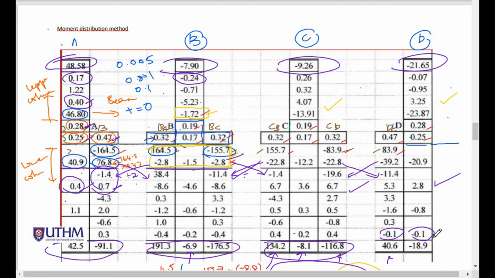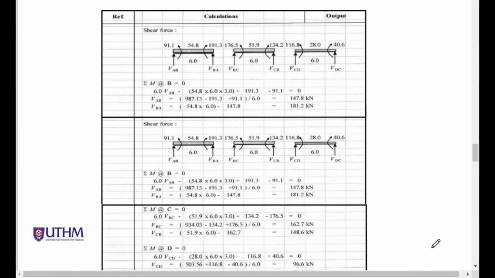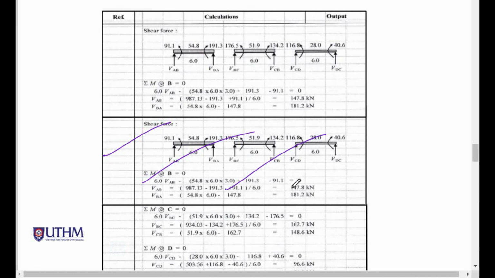Okay, so next is to determine the shear. Moment distribution done. So we check for the shear. So this is the shear force. This is repeating. Sorry, I did not show this one. So for the shear force, this is the first span, second span and the third span. So the first span here, using the moment, this is VAB. Here is VBA. Okay, I will show just one.